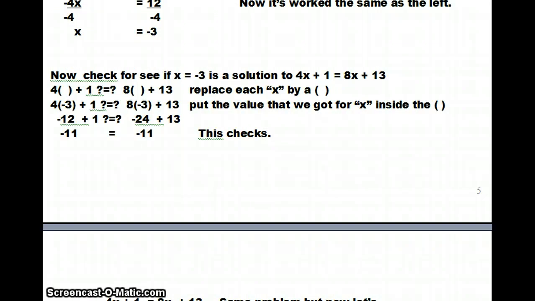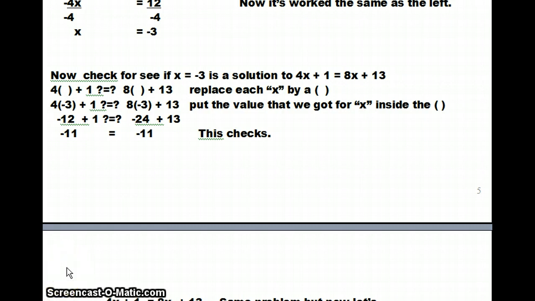We're going to check and see if that's true. The way that we do that again is for every letter we replace it by a set of parentheses. Then we put our answer, which we think is x is equal to negative 3, so we place the negative 3 inside the parentheses, and then we go through and do our Please Excuse My Dear Aunt Sally rules. So 4 times negative 3 is negative 12. Negative 12 plus 1 gives us negative 11 on the left. 8 times negative 3 is negative 24. Negative 24 plus 13 is also negative 11.